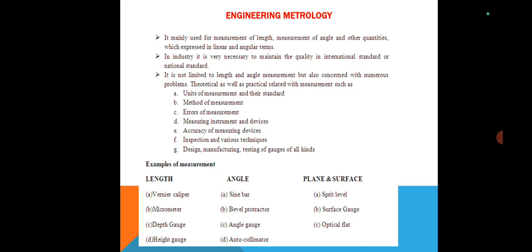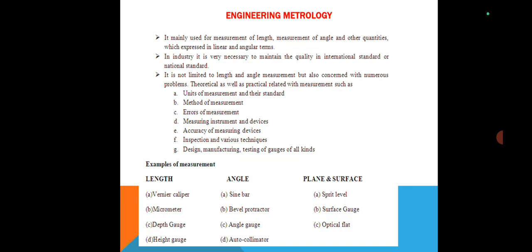To find the length, the first one is vernier caliper, second one is micrometer, depth gauge and last one is height gauge. To find angle, we have to use the following measuring instruments. First one is sine bar, second one is profile projector, angle gauge and autocollimator.